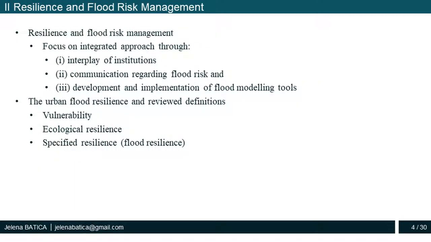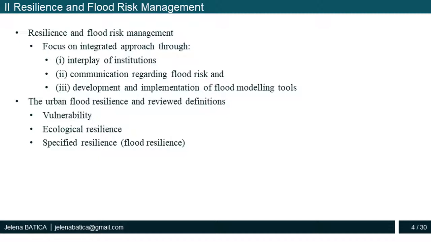So resilience and flood risk management. One concept that is standing, flood risk management, and then we have the new one, the resilience. And the focus should be on integrated approach through interplay of institutions. So a holistic approach that is interplaying different institutions, communication regarding flood risk, and development and implementation of flood modeling tools, not just for engineers and for the scientists, but proper presentation to the decision makers.